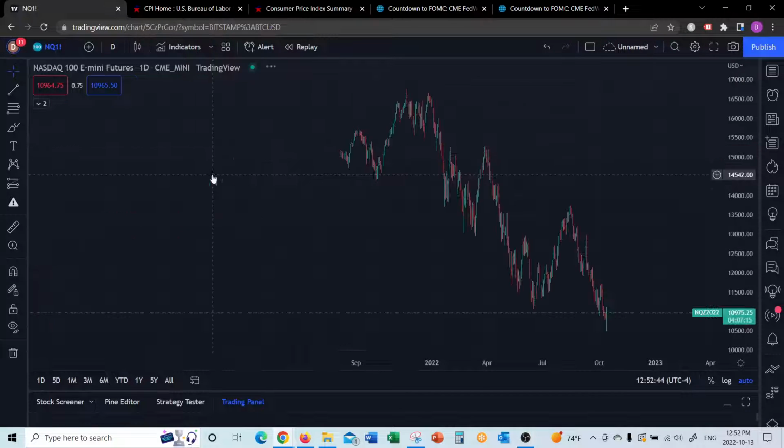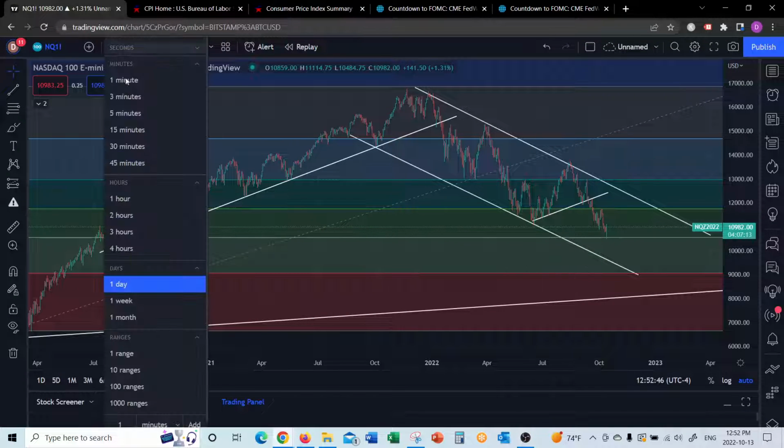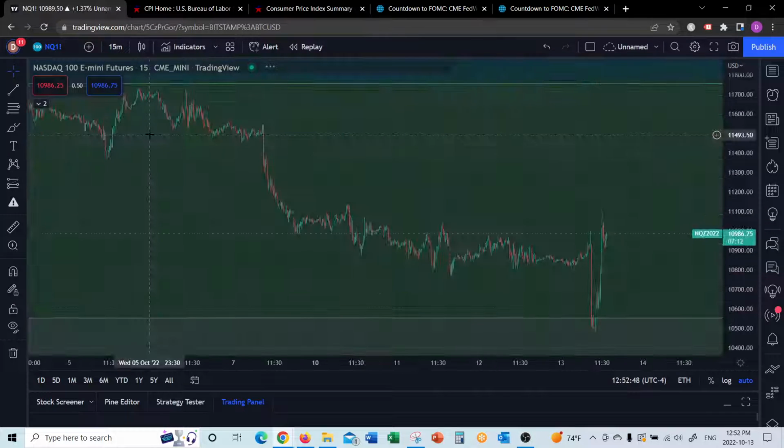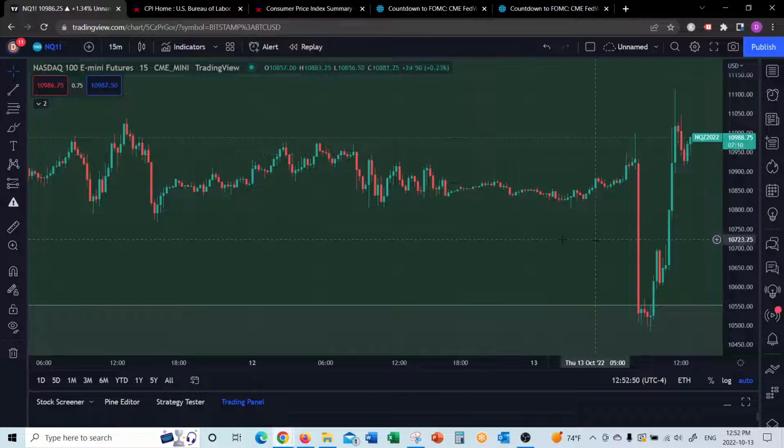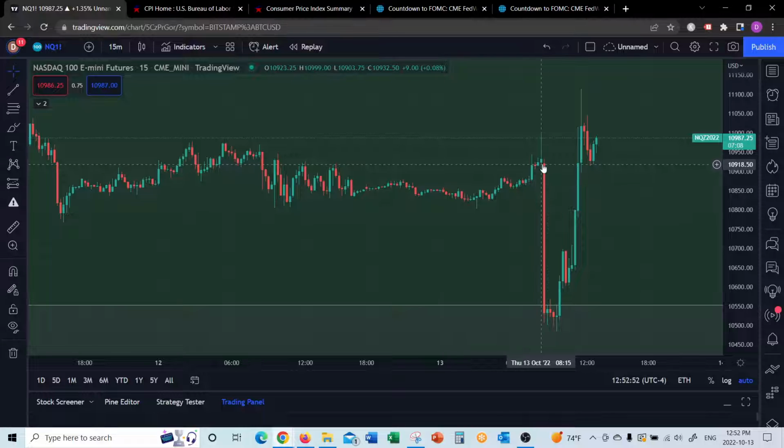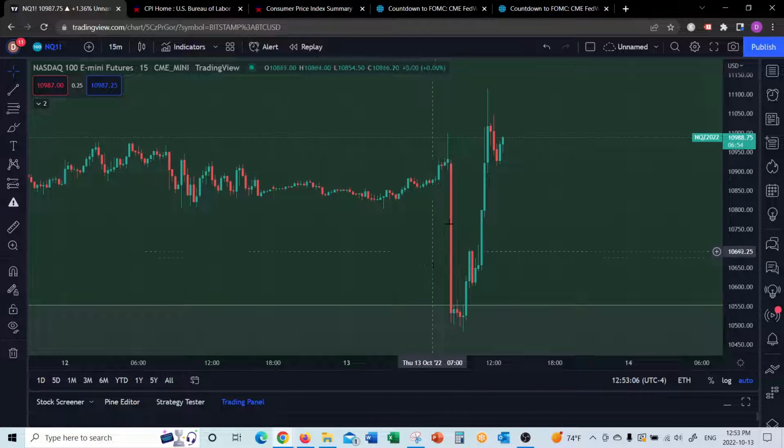Let's just look at Nasdaq real quick, the futures market. We see on this day right here today at 8:30 a.m. we had a complete sell-off in Nasdaq and all the equity indices. Stocks went down, bonds went down, gold went down, dollar went up, all the currencies went down, and we sold off because of this high number. Now we completely reversed the move.